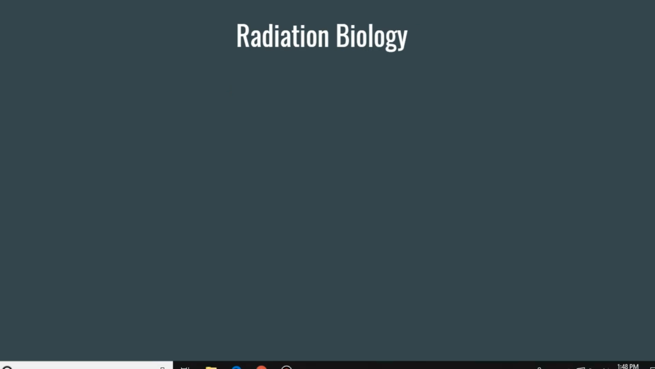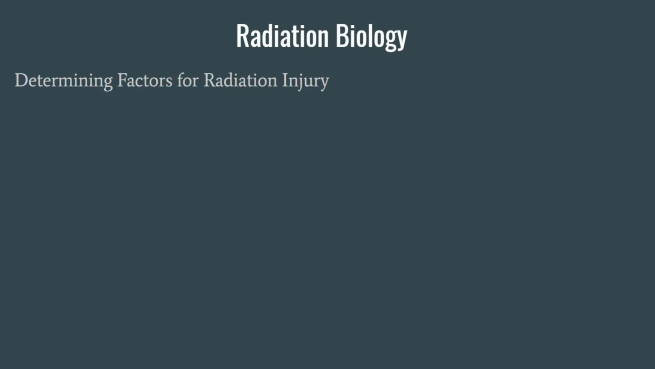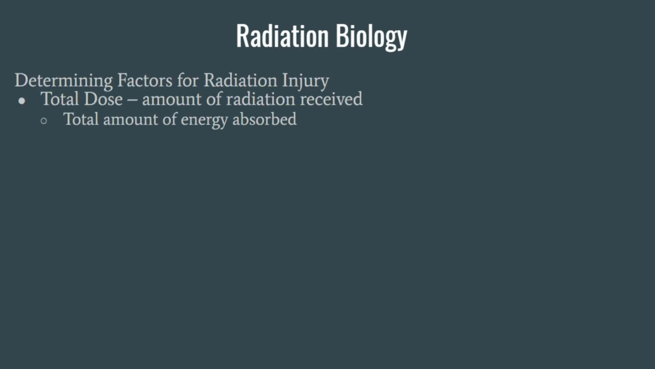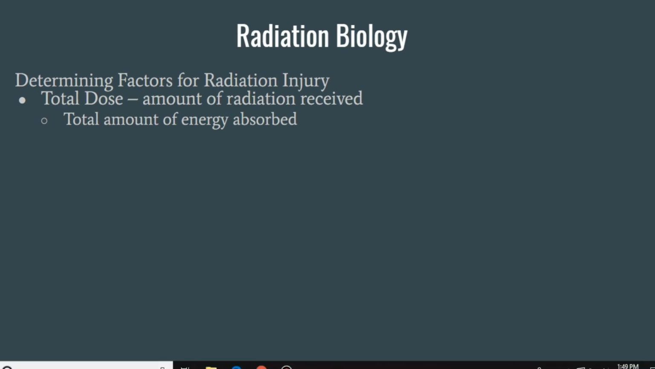What are the items that can determine the amount of radiation injury you will have? Or what are the factors that will determine that? First thing is going to be your total dose. This is the total amount of radiation that's been received, or the total amount of energy that will be absorbed. More damage will occur when tissues absorb large amounts of radiation.